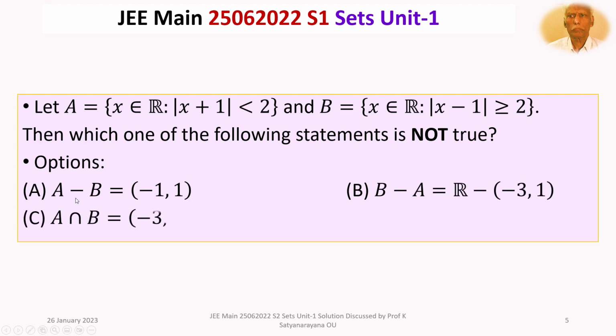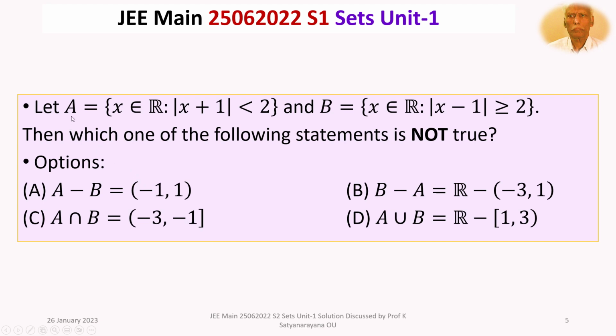Option A: A minus B is equal to the open interval minus 1 to plus 1. Option B: B minus A is equal to R minus the open interval from minus 3 to 1. Option C: A intersection B is equal to the interval minus 3 to minus 1, closed at the minus 1 end. Option D: A union B is equal to R minus the semi-closed interval 1, 2, 3, closed at one end.